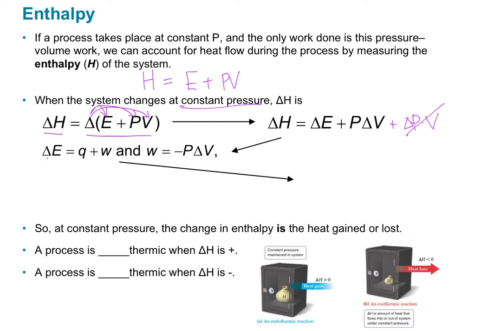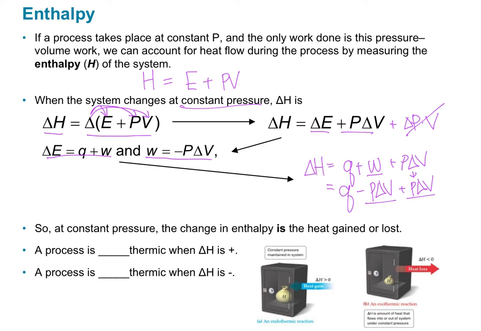So if we remember that delta E equals Q plus W, and W is negative P delta V, then I'm just going to plug in there. So I have delta H equals, wherever I see delta E, I'm going to write Q plus W. Now I'll have that plus P delta V. And I know work, so I'm going to plug that in now. Q plus, work is negative P delta V. And then I'm going to bring down this one, so plus P delta V. And I have a negative P delta V plus a positive P delta V, and those will cancel out. So the end result is delta H equals Q at constant pressure.